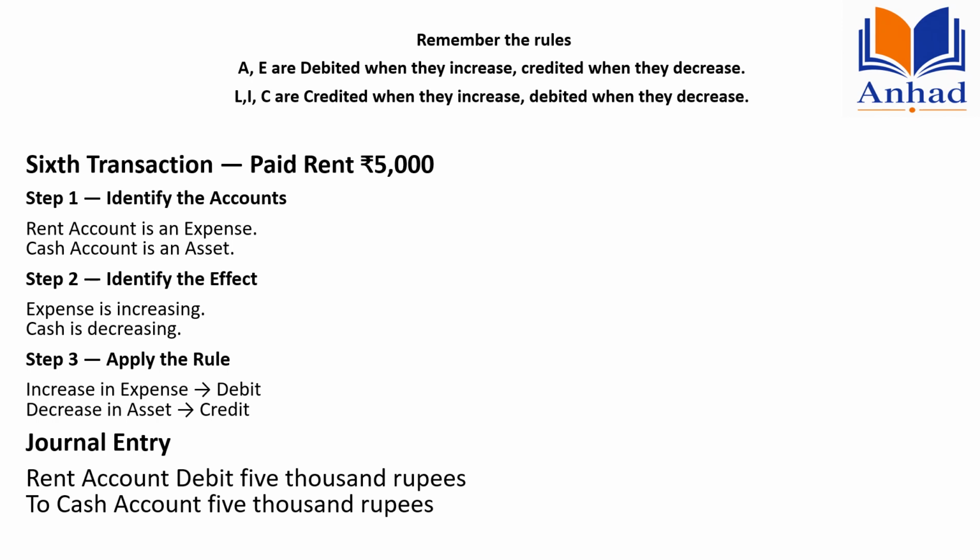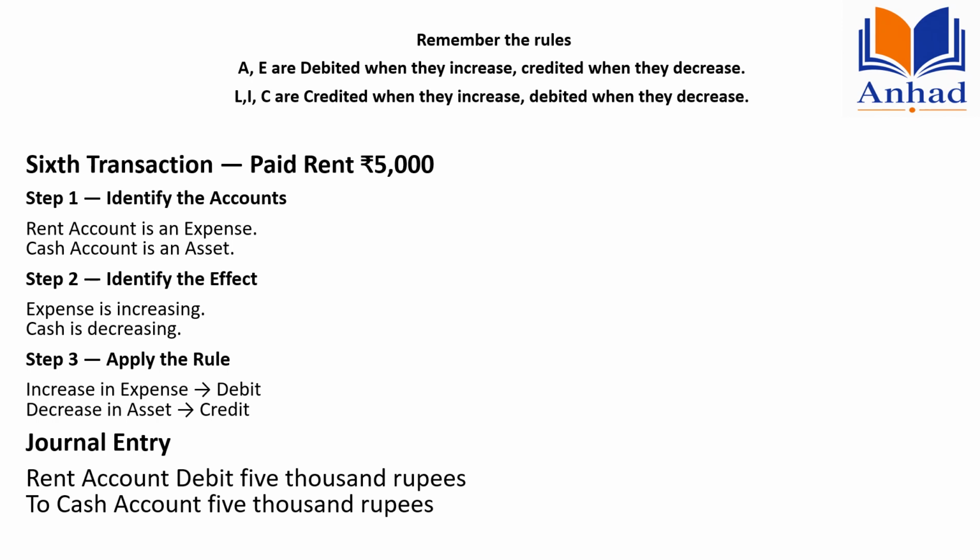Step 3. Apply the rule. An increase in an expense is debited. A decrease in an asset is credited. Journal entry. Rent account debit 5,000 rupees, to cash account 5,000 rupees.